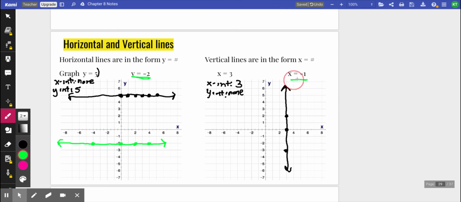If we did x is -1, I come over to the -1. There's my intercept. All right, this is also x is -1. This is x is -1. So that would be a vertical line at -1. And again, there's no y-intercept, just an x-intercept in these special cases. And then only a y-intercept over here. Now, again, remember, this is not a function. It's still a graph, but it's not a function because if I draw that line, it hits all of those.